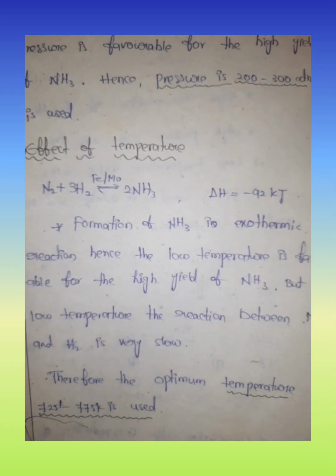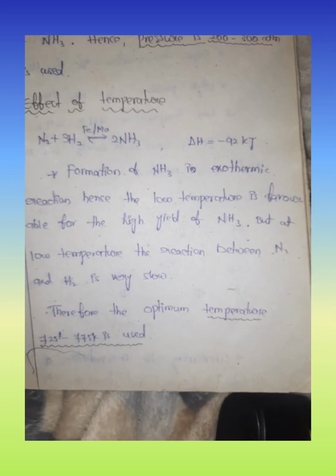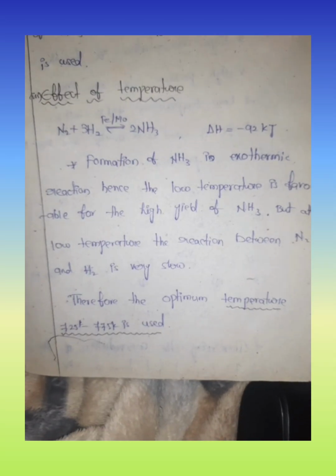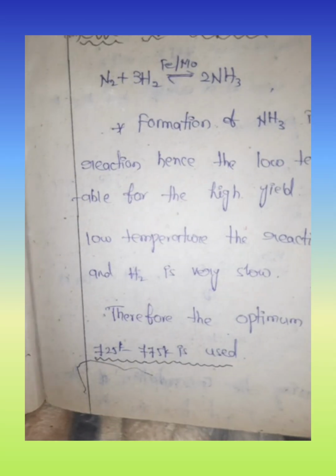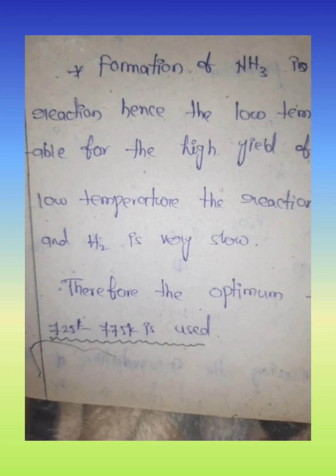Effect of temperature. Delta H is equal to minus 92 kilojoules. Formation of ammonia is an exothermic reaction, so low temperature is favorable for a high yield of ammonia, but at low temperature the reaction between nitrogen and hydrogen is very slow. Therefore the optimum temperature of 725 kelvins to 775 kelvins is used.